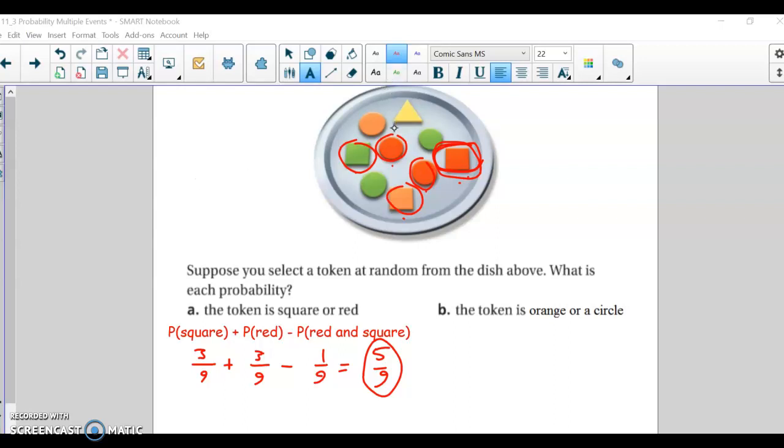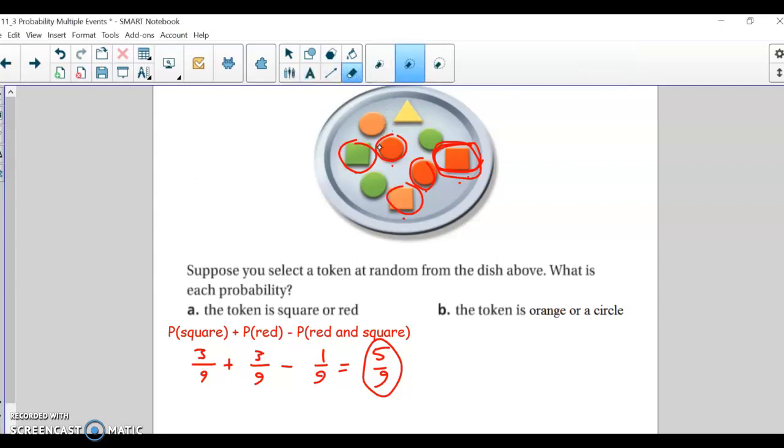All right, multiple events part 2 here, kind of finishing up. We're doing the OR probabilities. And as you can see, when you do an OR, you want to add them individually and then subtract any overlap if there is any.